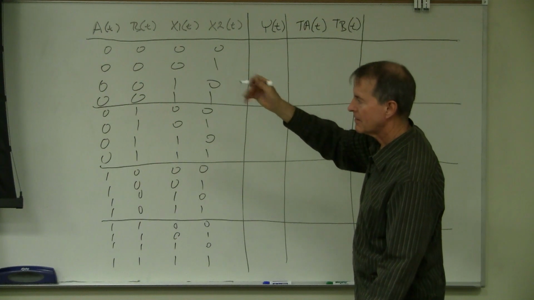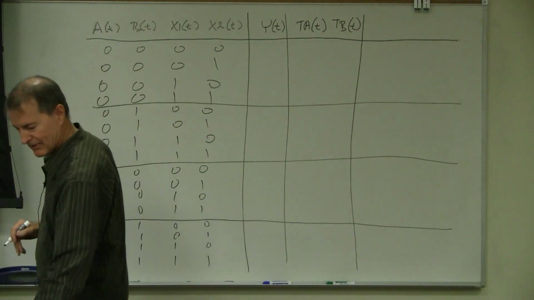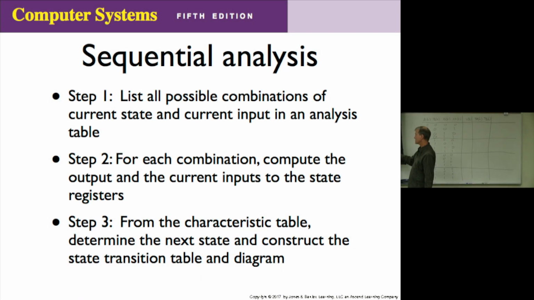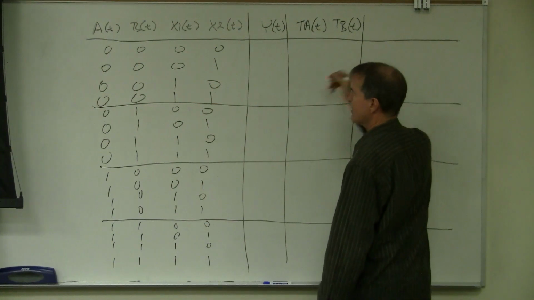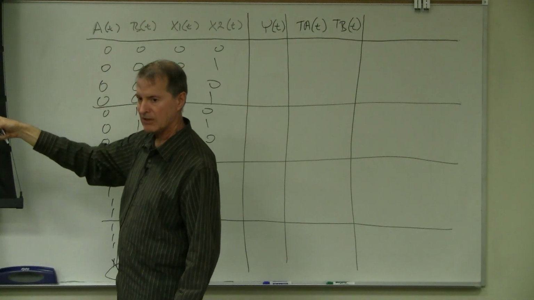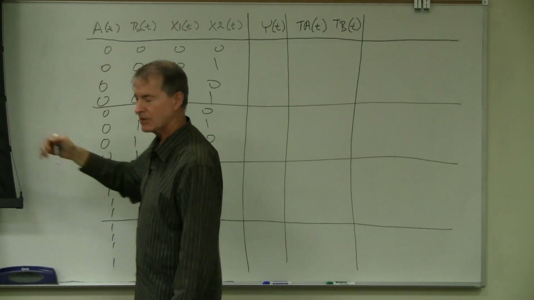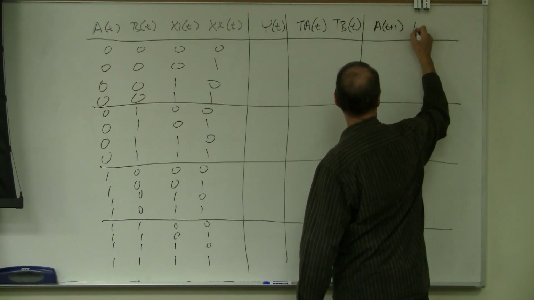Let's go back. We're only going to do, yeah, let's go back. Okay, so this is step 3. From the characteristic table, determine the next state, and then construct the state transition table and diagram. So we're going to need A and B at t plus 1. Yes, A and B, very good. Here there was A at time t and B at time t. A clock pulse is going to come along and change the state. So then here we are going to need A at time t plus 1 and B at time t plus 1.